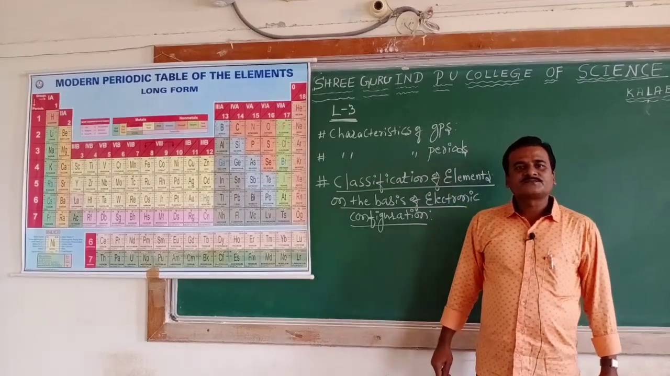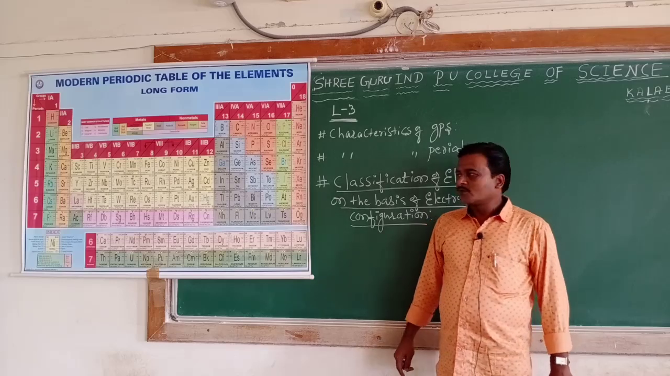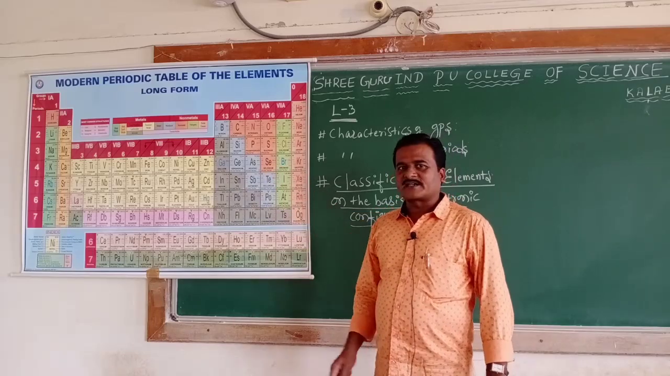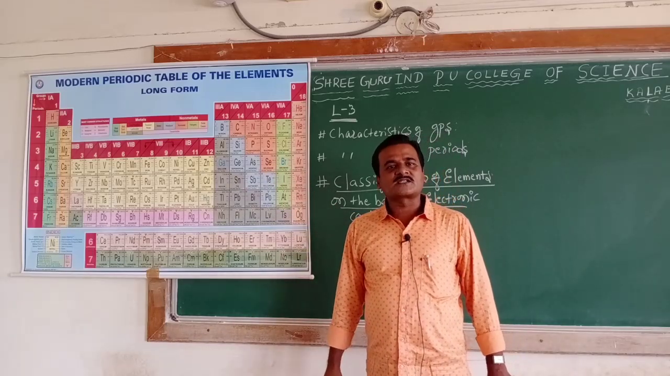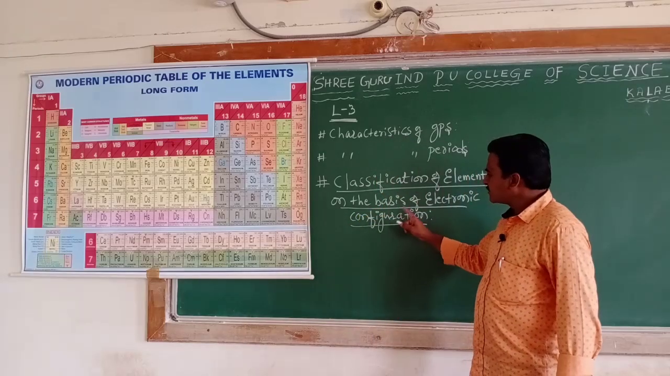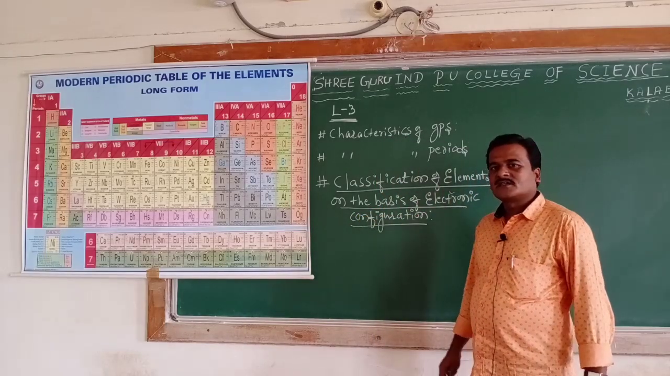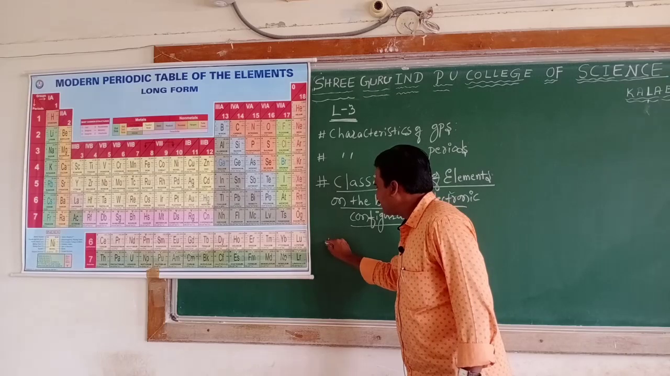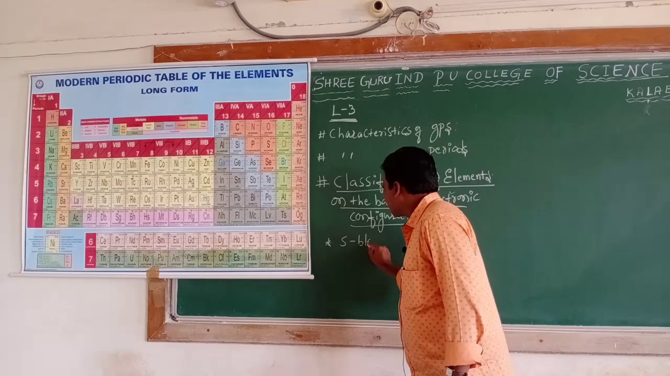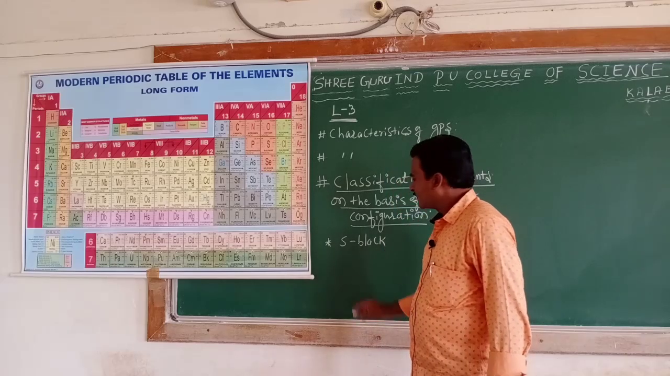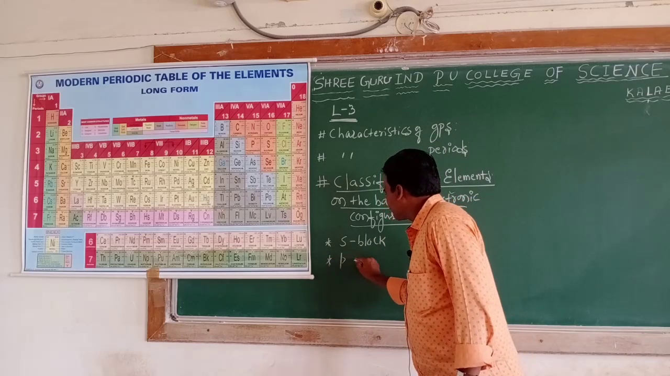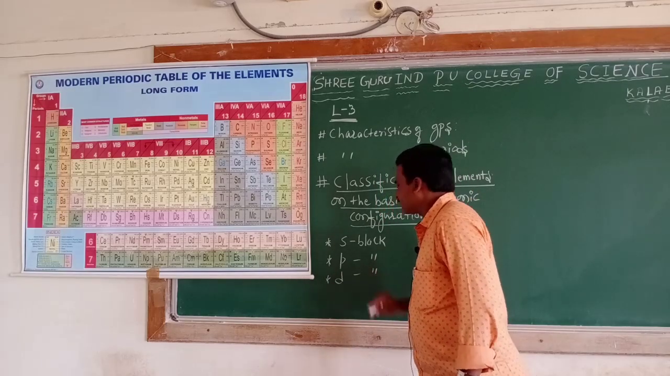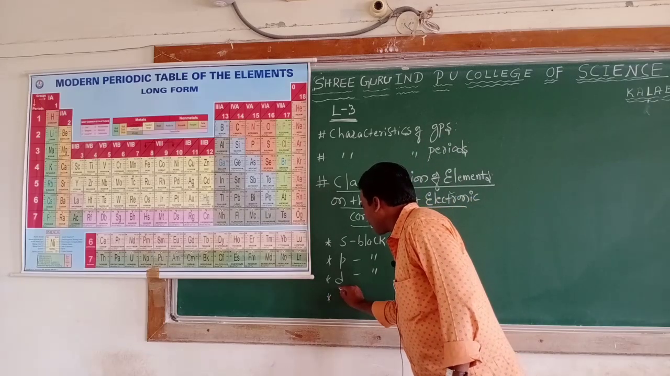Dear students, as you know from your earlier studies, the total elements of the periodic table were classified into mainly 4 blocks. On what basis? It is on the basis of their electronic configuration. The elements are classified into 4 blocks, namely S block elements, P block elements, third D block elements, and fourth F block elements.